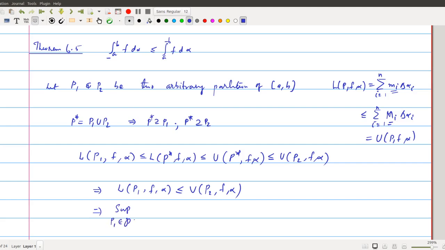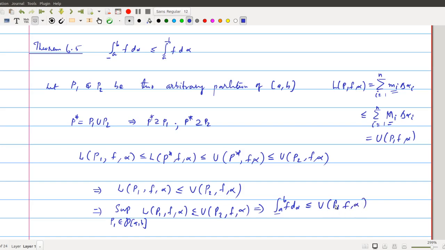Now take the supremum as P1 varies over the set P of [a, b]. L(P1, f, alpha) is less than or equal to U(P2, f, alpha). There is no change on the right side: if you take the supremum varying P1, that will never change U(P2, f, alpha). Then this implies the lower integral from a to b of f d alpha is less than or equal to U(P2, f, alpha).